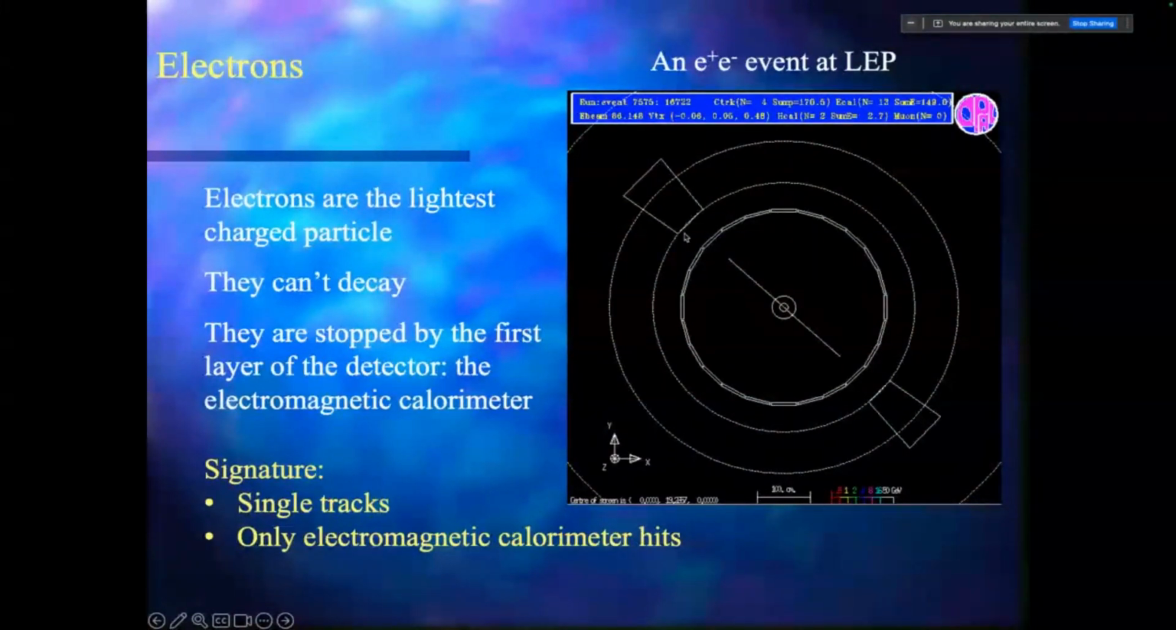So these are very nice, clean particles, very easy to observe, just one big energetic deposit in the first layer, accompanied with a track that points to it. So this is an example of an event with a pair of electrons, or probably an electron-positron pair being produced at this left collider.